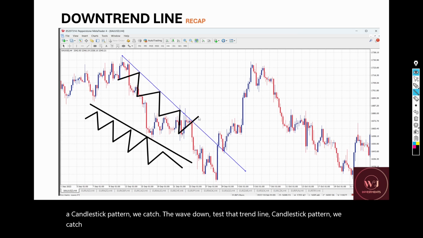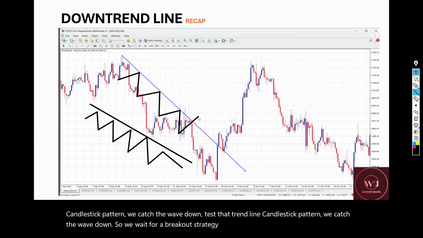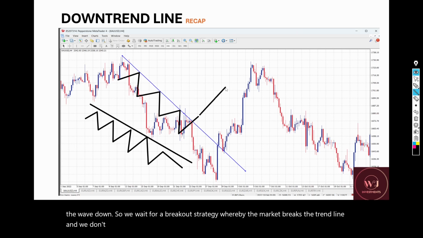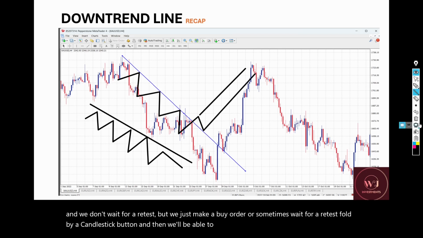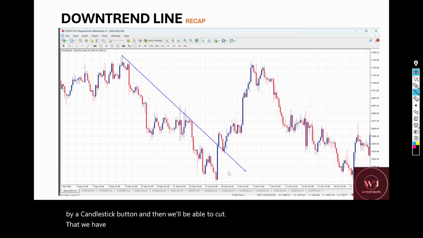Or we use the breakout strategy, whereby the market breaks the trend line, and we don't wait for a retest, but we just make a buy order. Or sometimes we wait for a retest followed by a candlestick pattern, and then we'll be able to catch the wave up. Okay, so those are the three major ways.